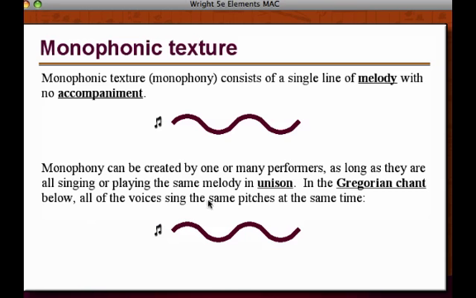This next slide, I really like this because it shows the difference between how you can create a monophonic texture with one person versus how you can create a monophonic texture with a group. So here's our first example. My computer's thinking. There we go.